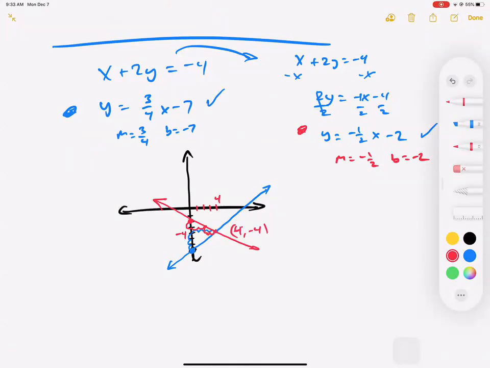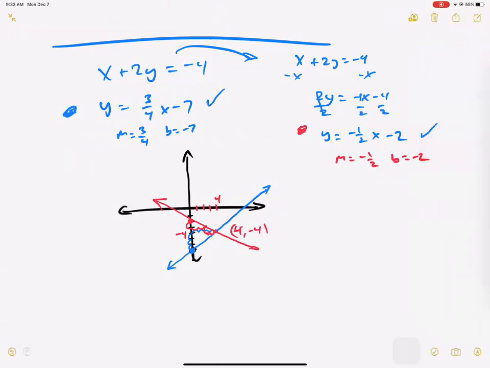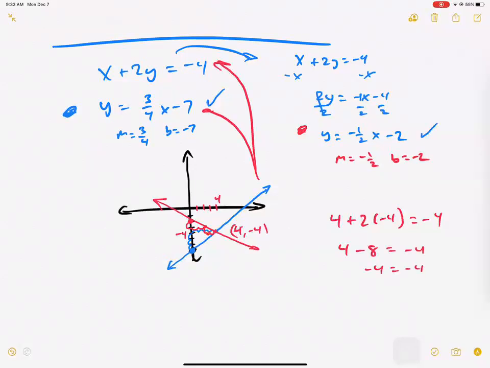So the hard part here is making sure that you know where your points on the graph are, and those are your tick marks. Graph paper is great, but you don't need it for the most part. Okay, let's double check our answers. Let's see if this is a point on both graphs. I'm going to use the original equation to show you guys. If I plug in 4 plus 2 times -4, do we end up with -4? So 4 minus 8. 4 minus 8 is -4. Hey, we have -4. This is a true statement.